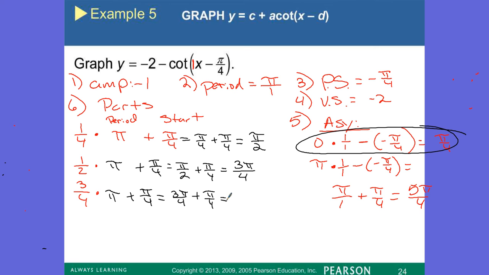Okay, so they're the same parts already. So it's going to be 4 pi. So it'd be 4 pi over 4, which is just going to be pi, 1 pi.